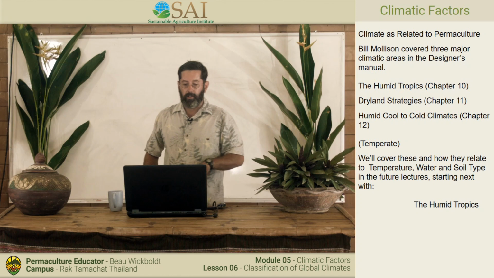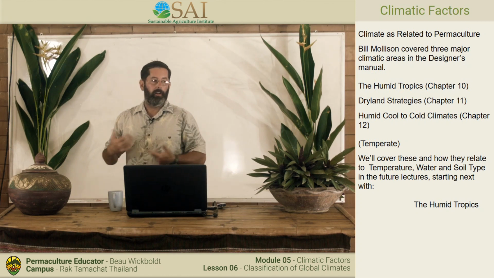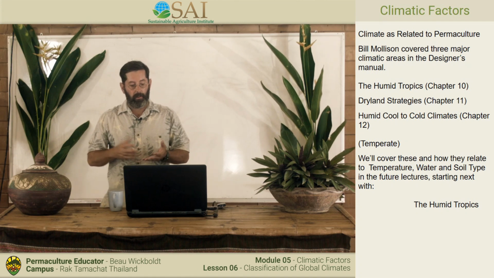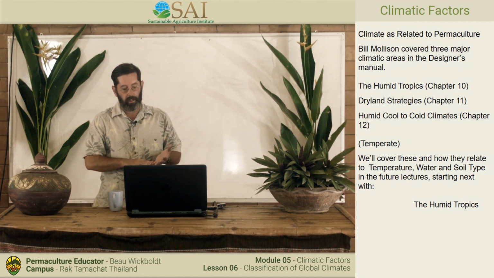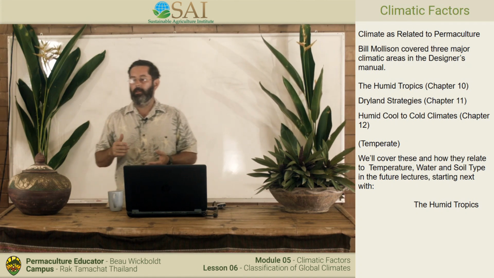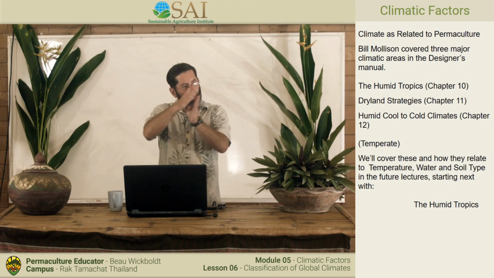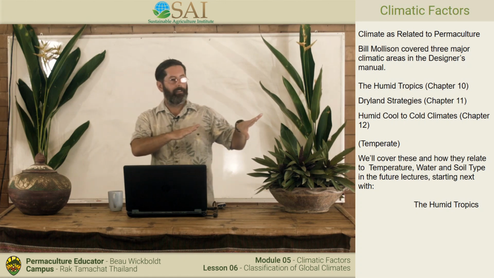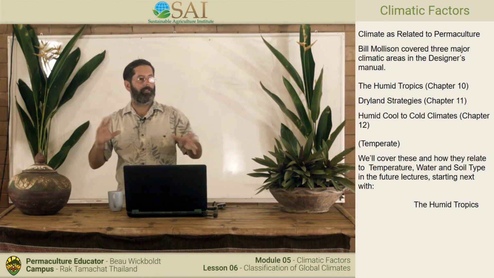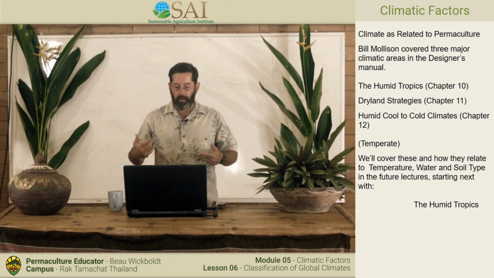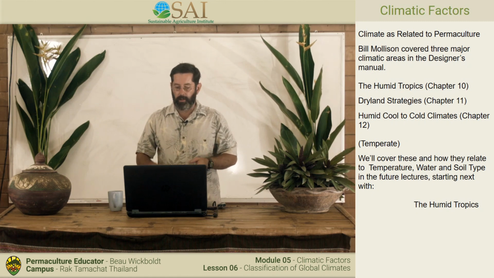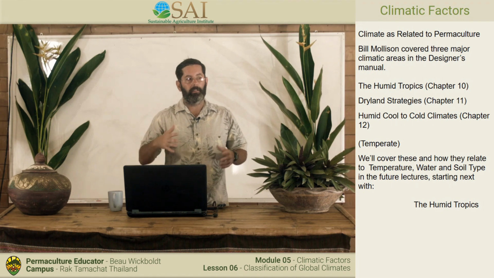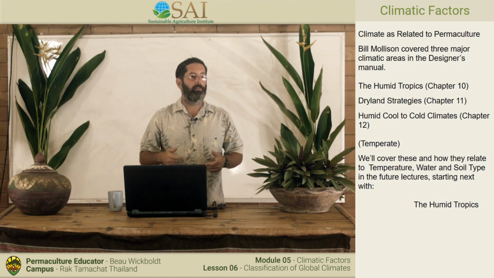So the climate as related to permaculture is covered in basically 3 chapters, okay? The major chapters are the humid tropics, dryland strategies, and humid to cold. So Bill didn't try to do so many different ones. He just said it's either basically hot, wet, or cold. Let's look at it that way. So we'll cover these and how they relate to temperature, water, soil type, in future lectures. And we'll start with the next lecture moving into what's described as the humid tropics.